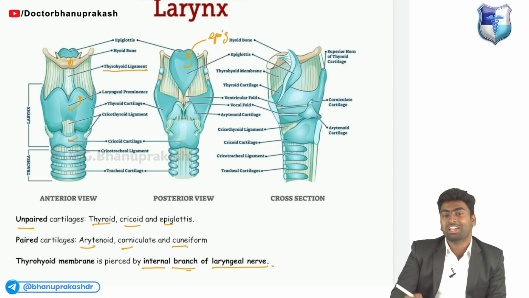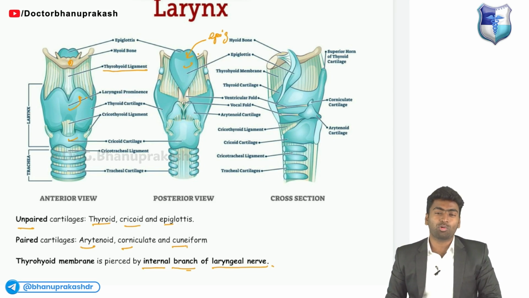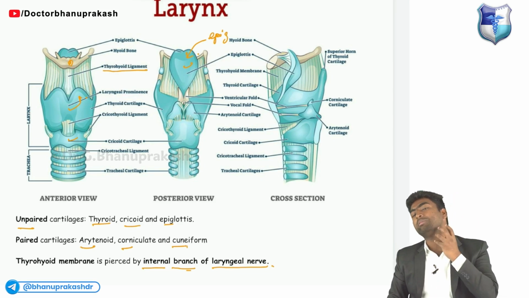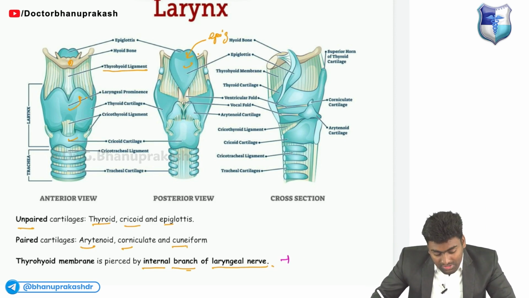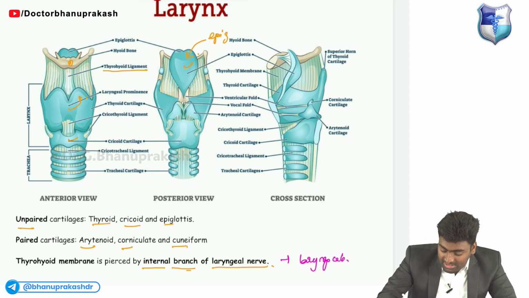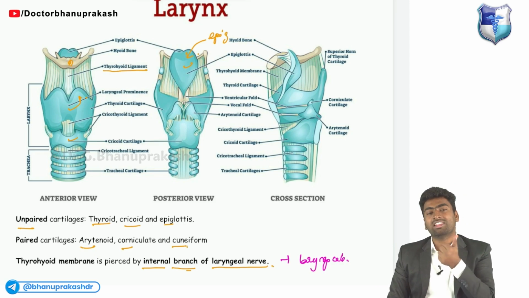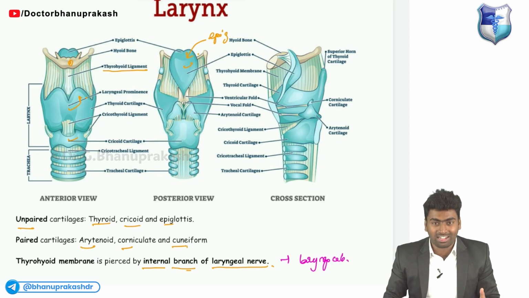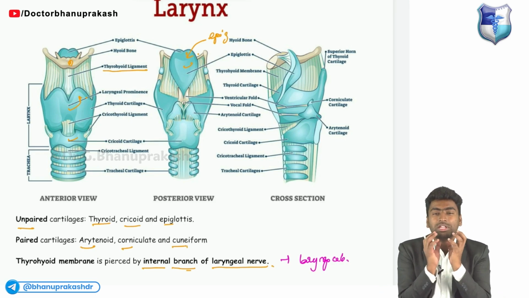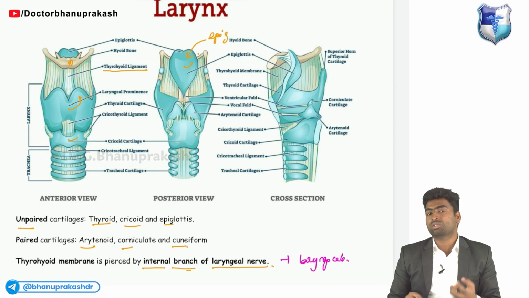And one more condition occurs in trumpet blowers. In the case of trumpet blowers, you will be able to see a swelling over here. Which condition is it, guys? It is the laryngocele, and this laryngocele will also pass through the thyrohyoid membrane. This laryngocele mostly occurs in trumpet blowers or people who put pressure on their mouth.